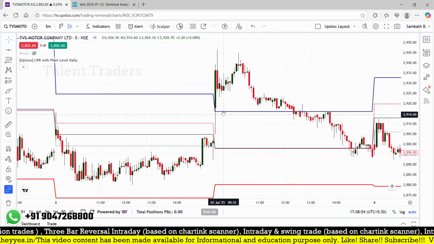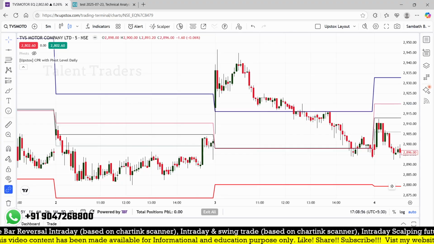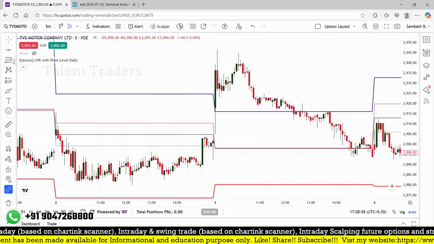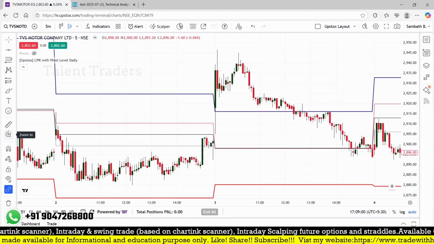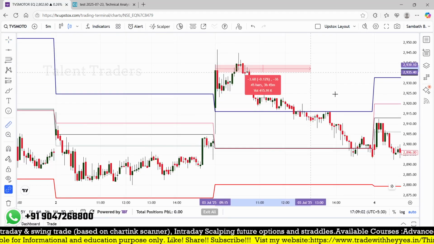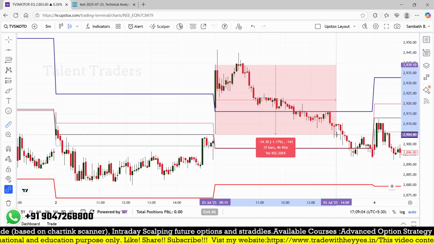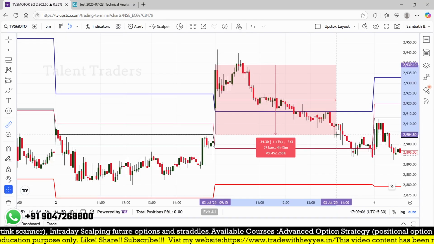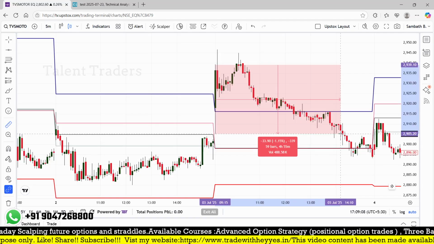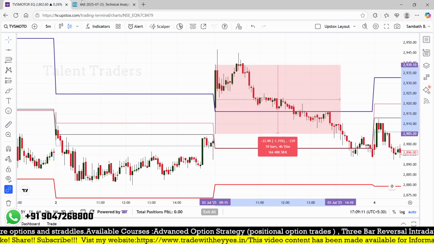This one also has a huge candle, more than 1%. That should not be good. If it is a big one, it's not suitable for intraday. So you have to decide how much, 1.1%. Initially it broke, and in this case it triggered your stop also.